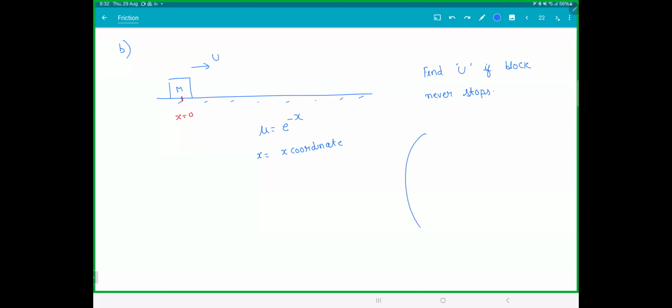Now, in case people forgot, what is e? e is just a number, 2.713, exponential. We have done this in calculus. And in case you forgot the calculus, the integral of e power ax dx is 1 by a e power ax. This much integration you should know. Try. So here you have a friction which is changing with x coordinate. The more you travel, the lesser the friction you have. So if you can give enough velocity, this block will never stop.